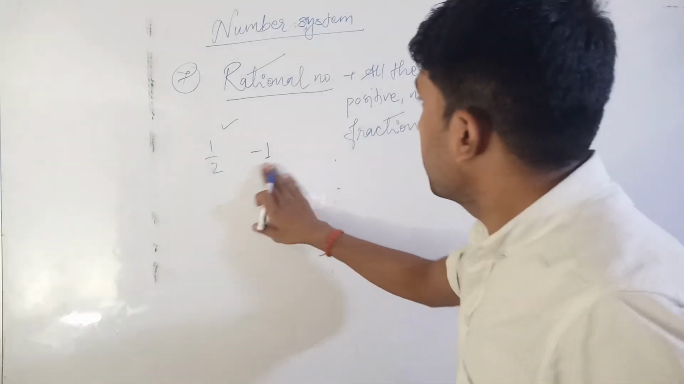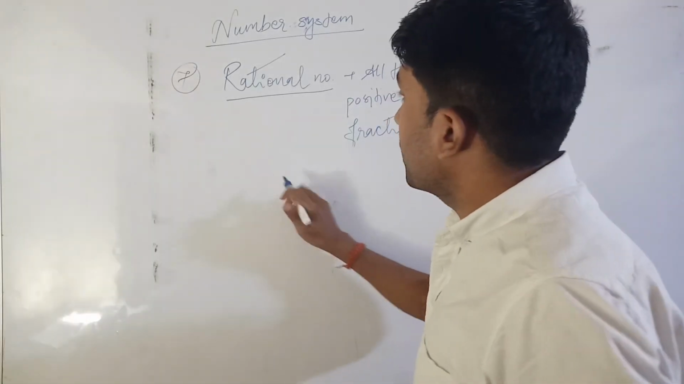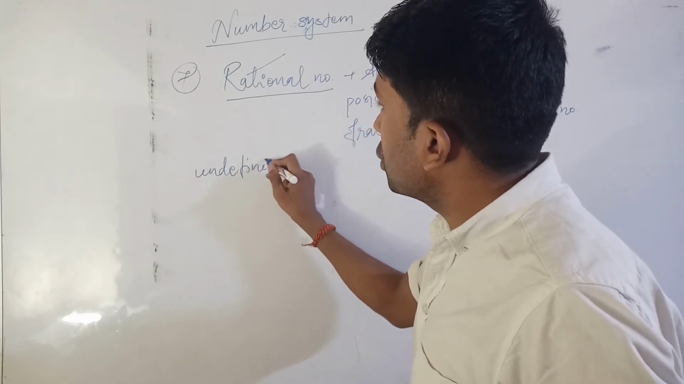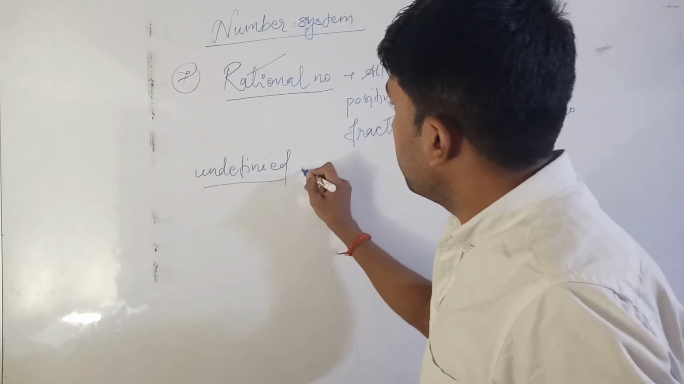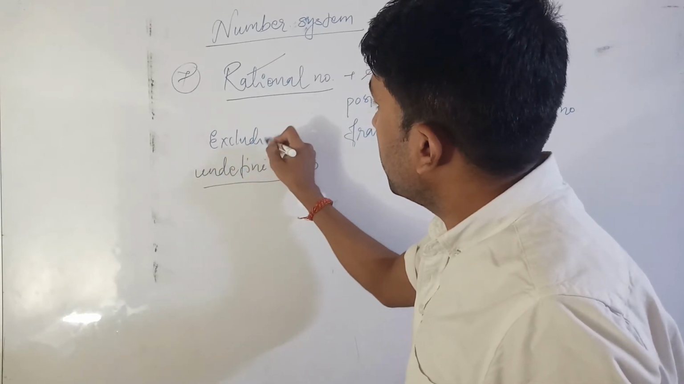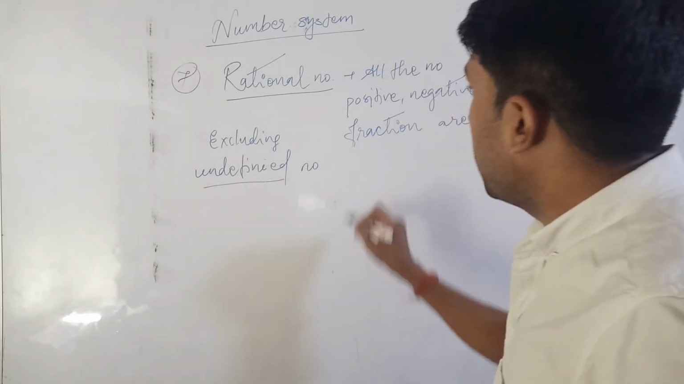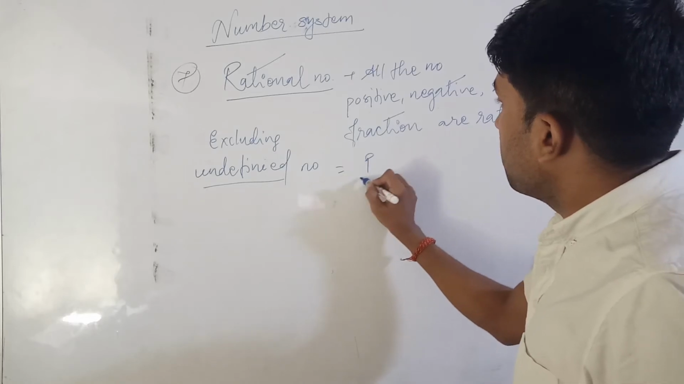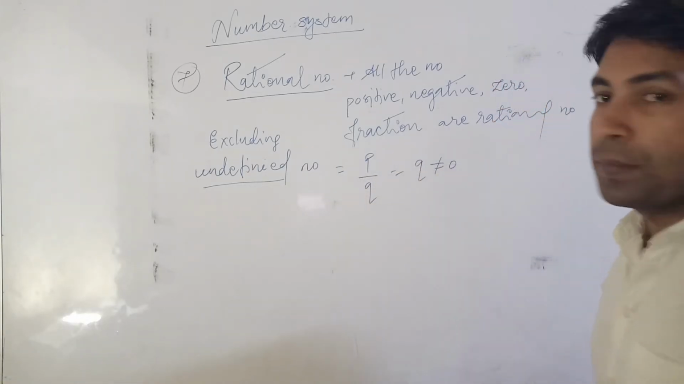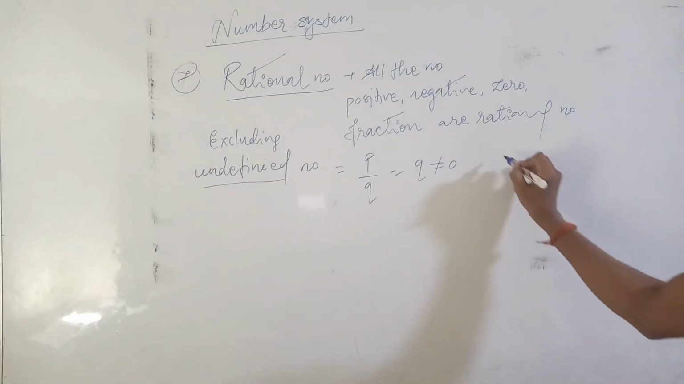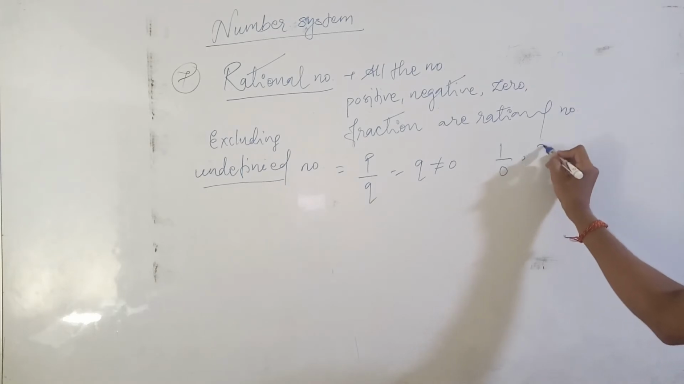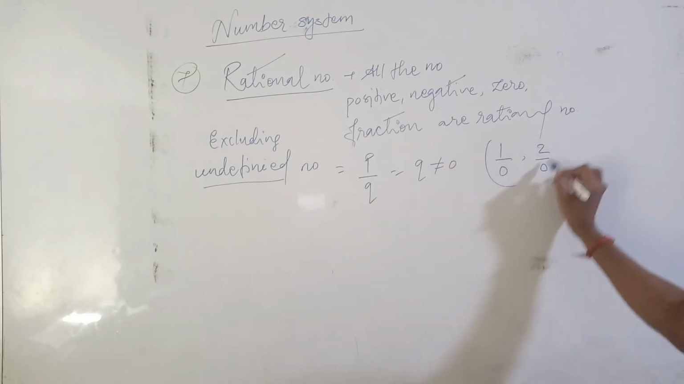If I write, what are the undefined numbers? Undefined numbers are not rational numbers. If a number is p upon q and q is not equal to 0, that is to say, if I write 1 upon 0, this is not a rational number. If I write 2 upon 0, this is not a rational number.